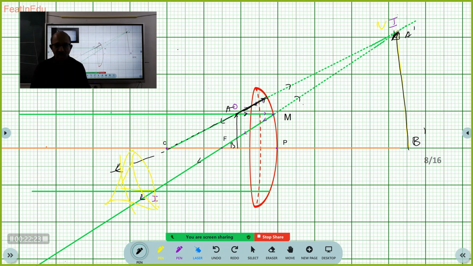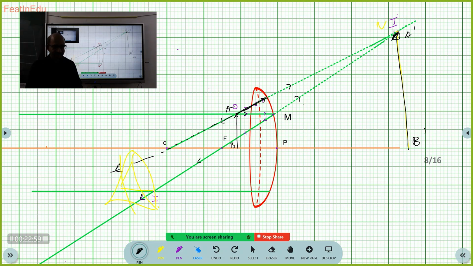See, previously I told, if the object is beyond C, then the image is between F and C. The image is diminished and inverted. Then if it is at C, then the image is inverted, with no magnification. The magnification is 1. And it is a real image, and it is at C. Like that you should tell the condition and the fact, what is the outcome?